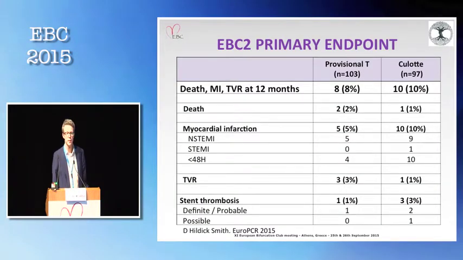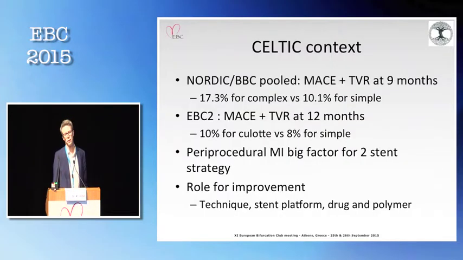Now, again, the driver for a lot of this was that most of the events were in the early 48 hours, peri-procedural MI. So if you look at the CELTIC bifurcation in the context of this, we've got the Nordic pool data, 17.3% for the complex strategy versus 10.1 for MACE and TVR at 9 months. EBC 2, clinical endpoints, no angiographic mandated follow-up, but at 12 months, 10% versus 8%. So certainly an improvement for the complex strategy, but certainly not beating the simple strategy.